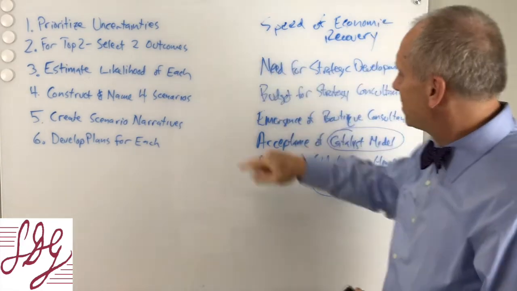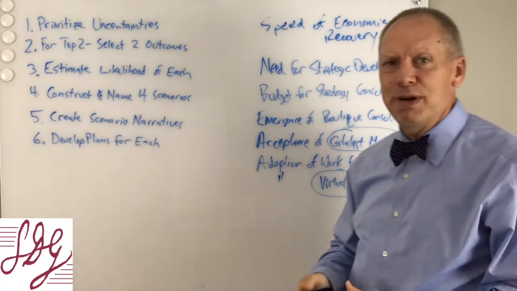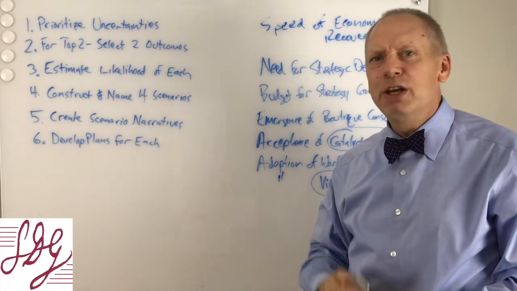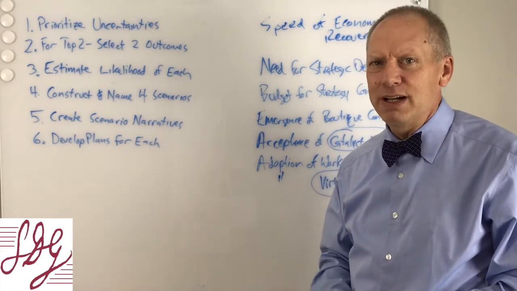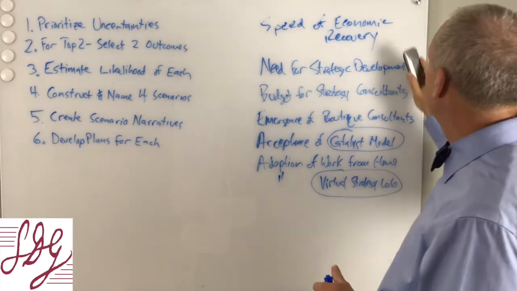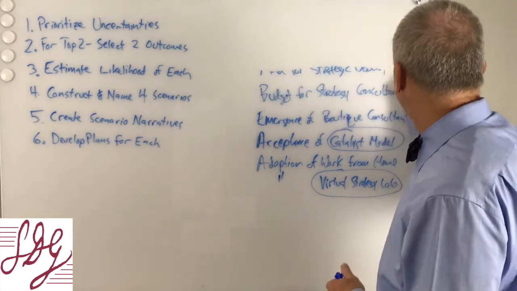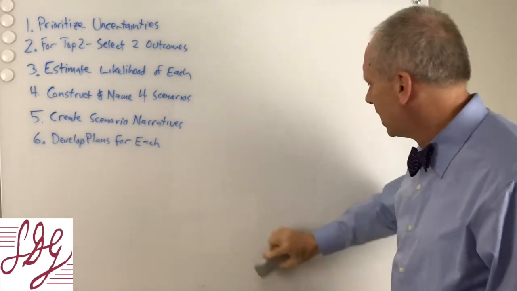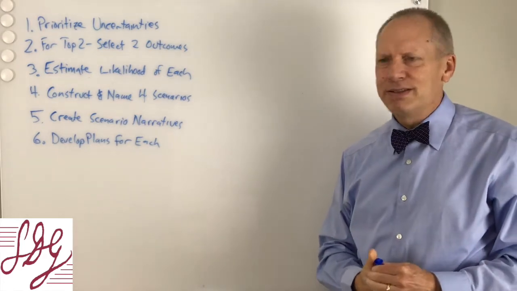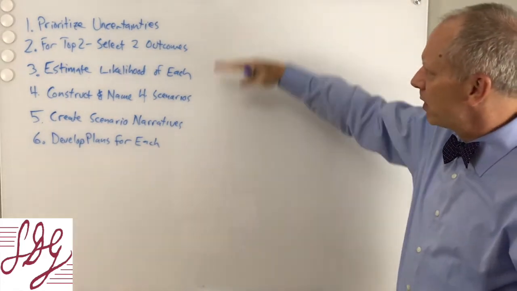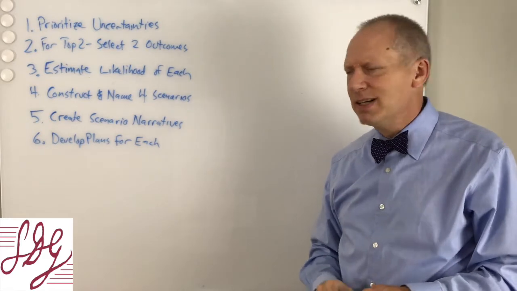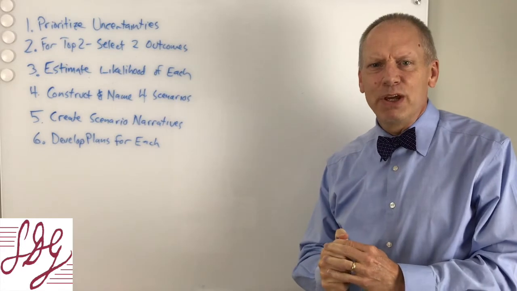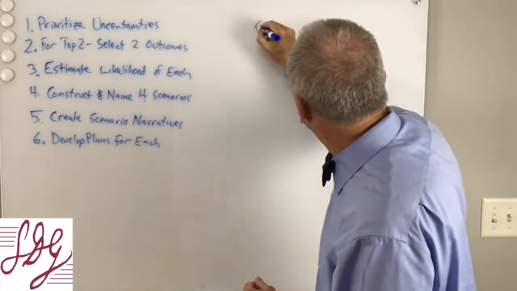We've prioritized the uncertainties. The top 2 are the Catalyst model and the virtual strategy lab. The next step is to pick 2 possible outcomes that are going to be used to build the scenarios for each of those. So I'm going to erase this list so we've got room to work. And so the next step is to come up with what are the 2 outcomes that I want to select. So if we think about it, I'm going to take the first one first, and let's just go with the strategic catalyst model.